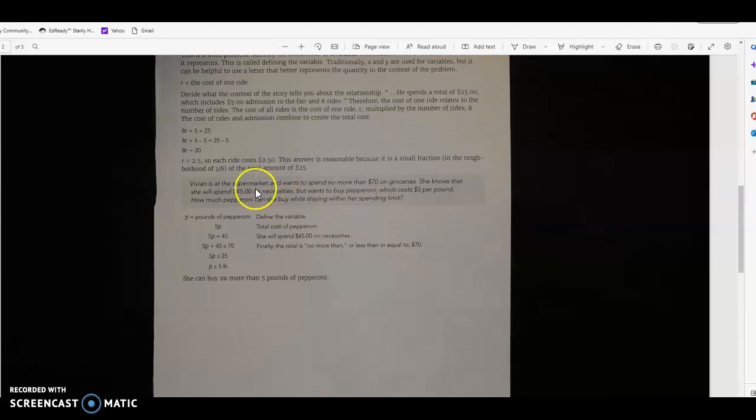In this next example, we're going to follow basically the same rules. We're going to understand the problem, we're going to translate it to an equation, then we're going to solve it, and then we're going to interpret our results. So let's read the problem together.